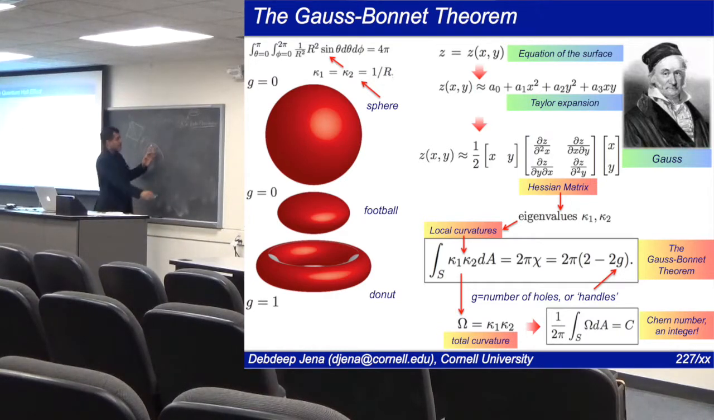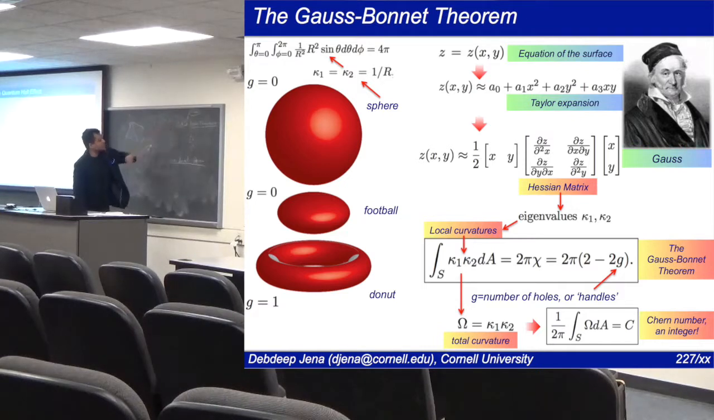And so you can take del squared f over del x squared and del squared f over del y squared. These are the two curvatures along the two directions. And what Gauss was able to do was generalize this Euler theorem to what's now called the Gauss-Bonnet theorem. In fact, he didn't quite publish it. Bonnet did later, but Gauss had already derived this earlier.